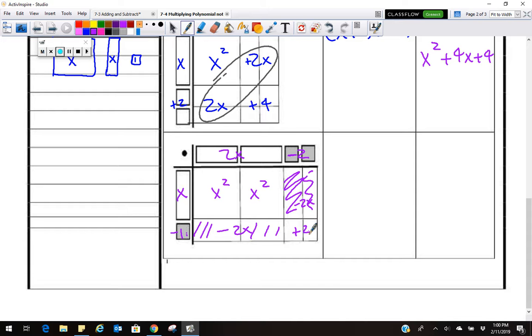So our factors, on the top we have 2x minus 2. On the side we have x minus 1. When we combine our terms, looking at all the tiles we have 2 x squares here. We have 4 negative x's, and plus 2 is the total if we count up all the tiles.